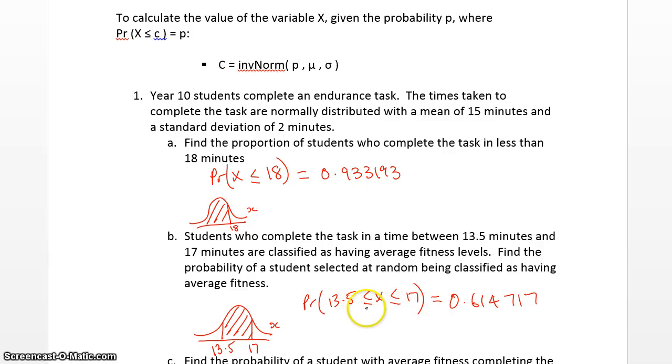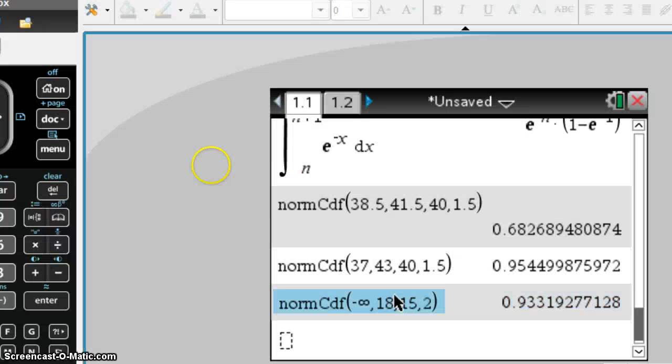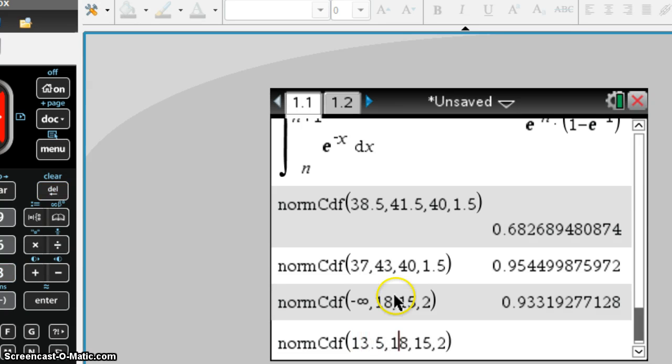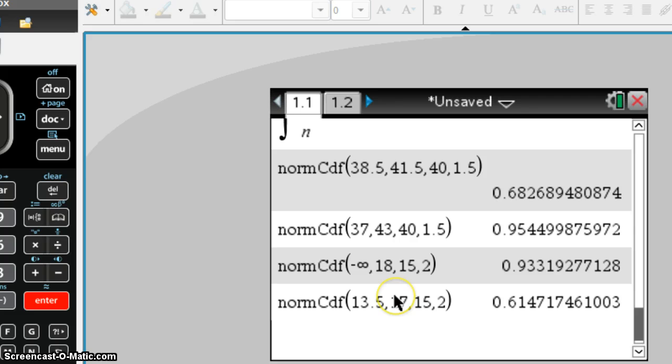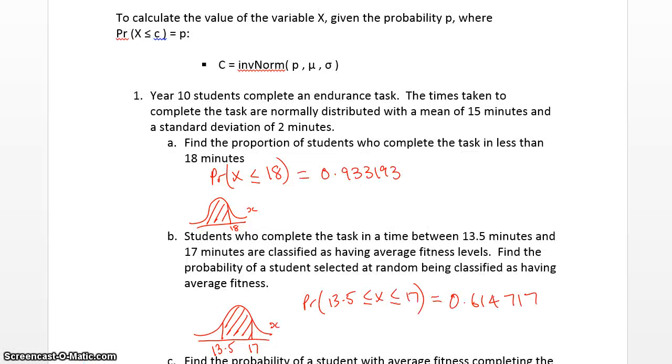It doesn't matter whether I've got less than or equal to for a continuous probability, but I just put all of that on my calculator. This time I'm just going to change here. So 13.5 and 17, and I end up getting 0.6147, which is what I had just there.